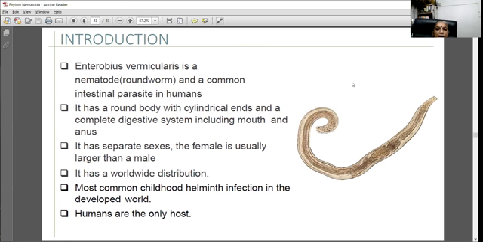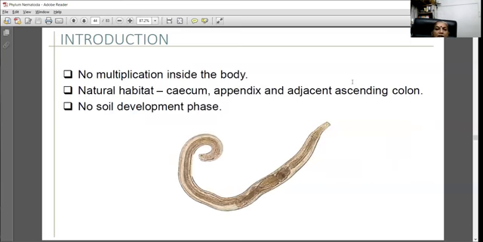This worm, Enterobius vermicularis, or pinworm, or threadworm, or seedworm, is found worldwide. There is no place where this worm is not present. It shows its presence throughout the world. This helminth infection is the most common childhood infection, and human beings are the only host because it does not require any intermediate host to complete its life cycle. No multiplication takes place inside the body.